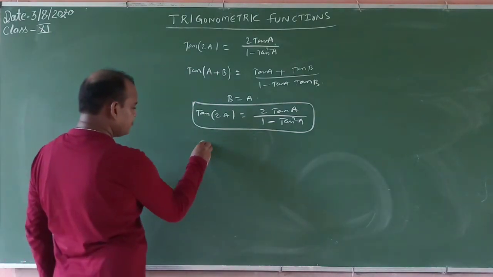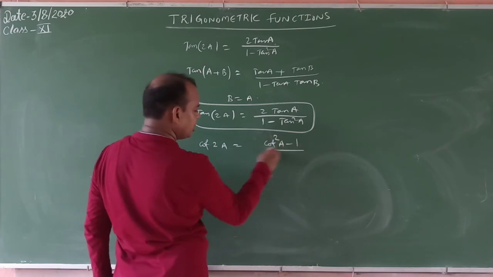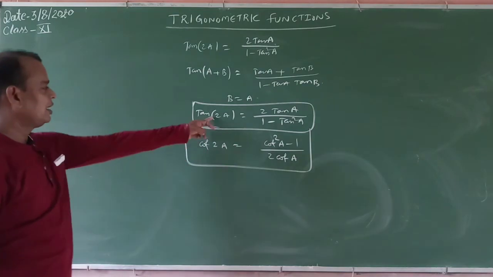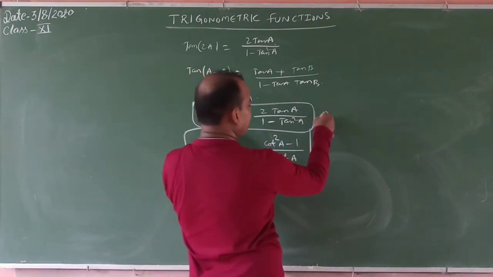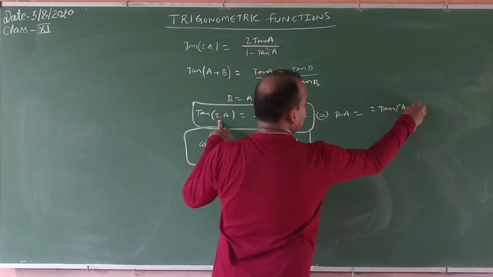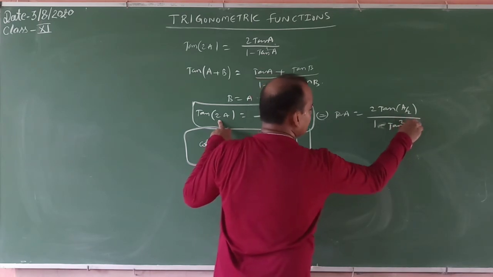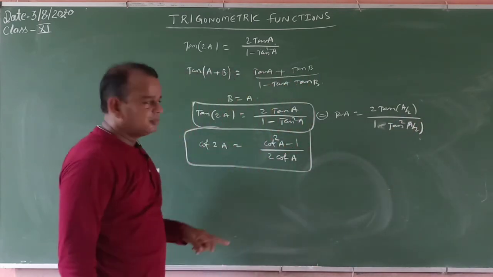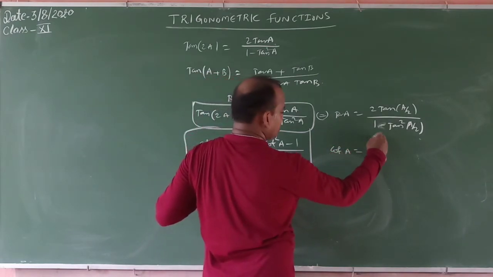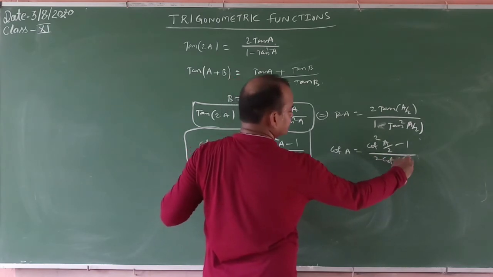What is the formula of cot 2a? Cot square a minus 1 by 2 cot a. Here half angle formulas, tan a. Now replace a by a by 2. Tan a is equal to, what is the formula? 2 tan a by 2 by 1 minus tan square a by 2. Next cot a. Cot square a by 2 minus 1 by 2 cot a by 2.